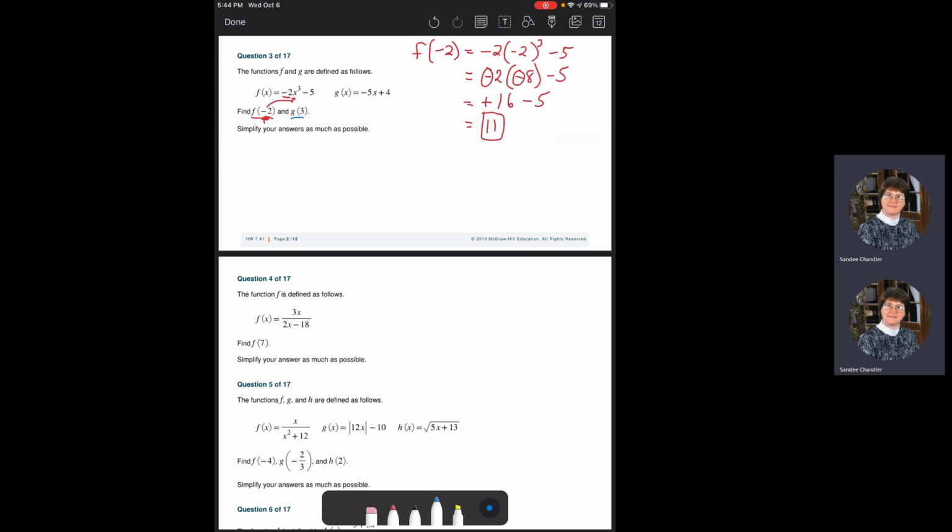The next piece, we have the function g of x equals negative 5x plus 4. So they want us to put the 3 in where the x is. So g of 3 is negative 5 times the 3 plus the 4. Negative 5 times 3 is negative 15 plus 4. Negative 15 plus 4 is negative 11. Feel free to pause and work these problems out.